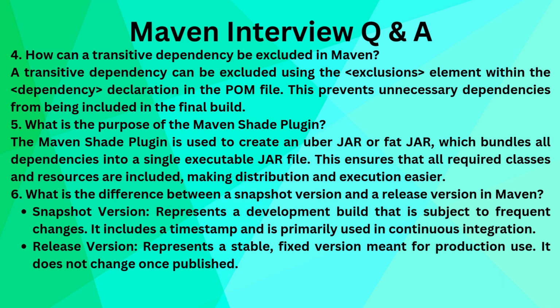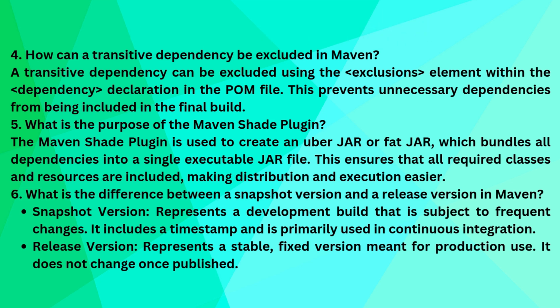What is the difference between a snapshot version and a release version in Maven? Snapshot version represents a development build that is subject to frequent changes. It includes a timestamp and is primarily used in continuous integration. Release version represents a stable, fixed version meant for production use. It does not change once published.